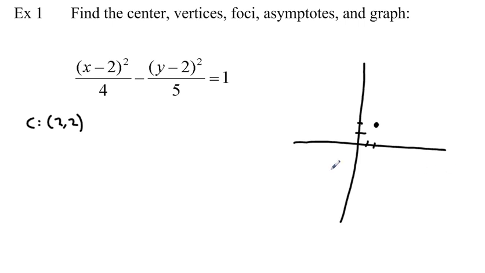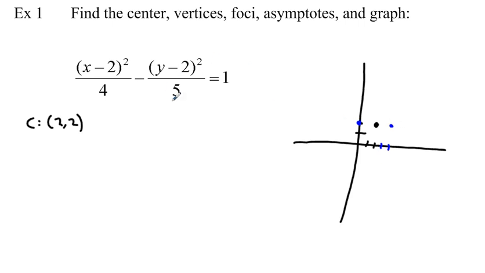Now, from that point, you will notice that the stretch in the x direction is always the square root of this number. This is like a squared. So the stretch in the x direction is 2. If we count 2 units to the left, I'm going to put a dot there, and 2 units to the right, I'm going to put a dot there. There's our stretch in the x direction.